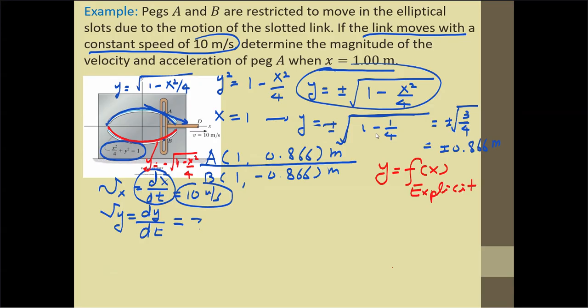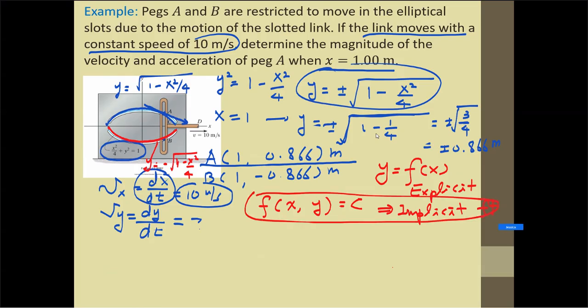Whereas a function form like this is a multivariate function. In this function, we have x variable, y variable that equals a constant. This function is called an implicit function. We're going to use this function for the derivative because the function format is given: x squared over 4 plus y squared equals a constant. This kind of format, right? Implicit function.